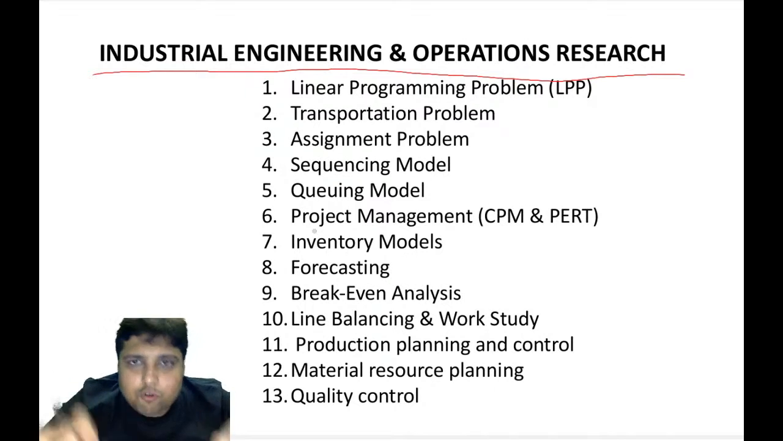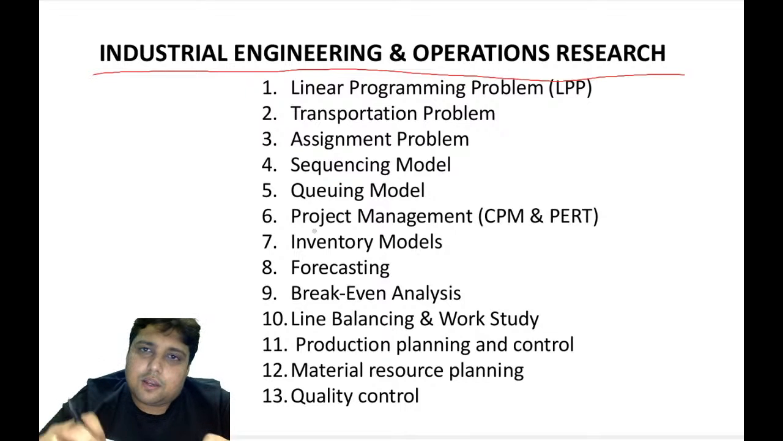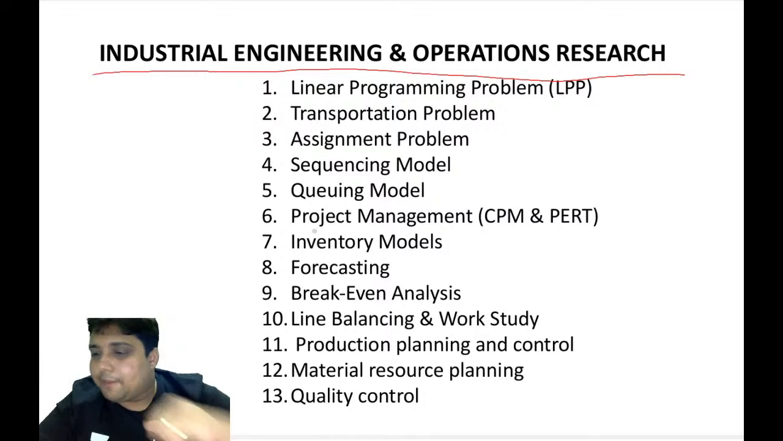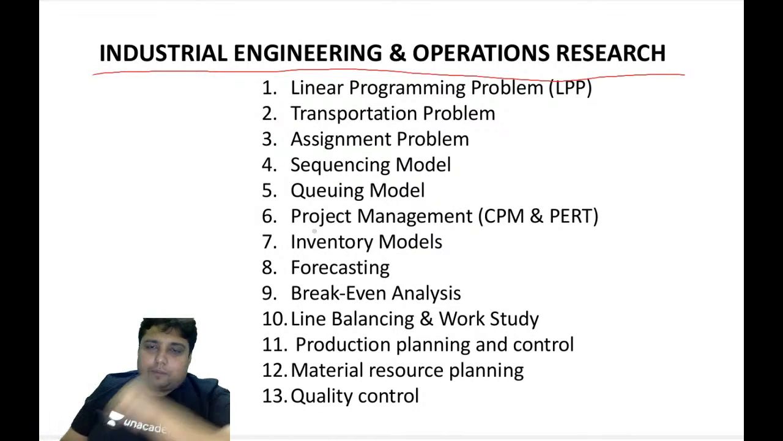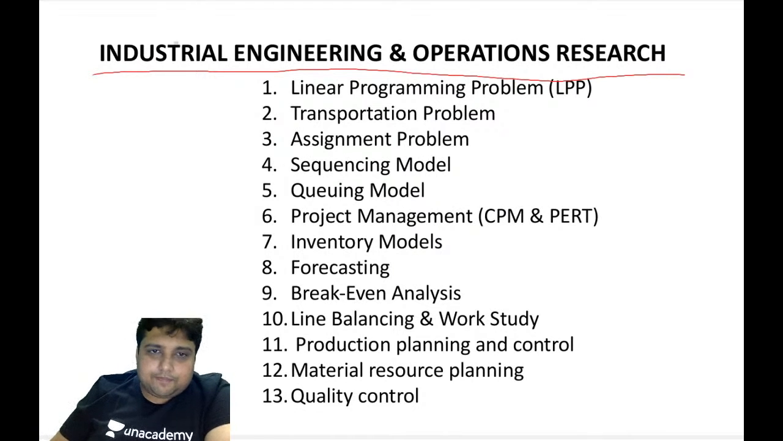wholeheartedly, and we have to make sure that we solve enough questions on these 13 topics so that we prepare in the best possible way. We have to optimize our preparation. So let's see the topics here.